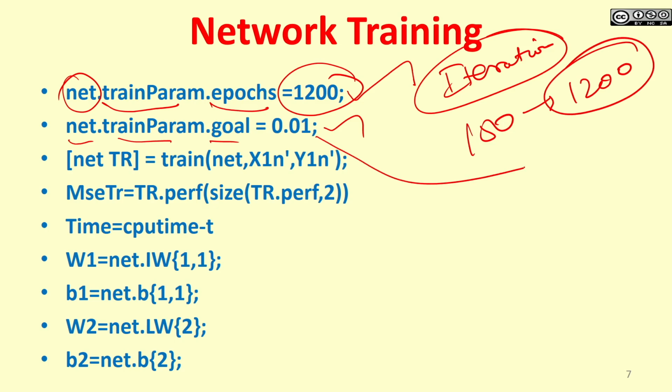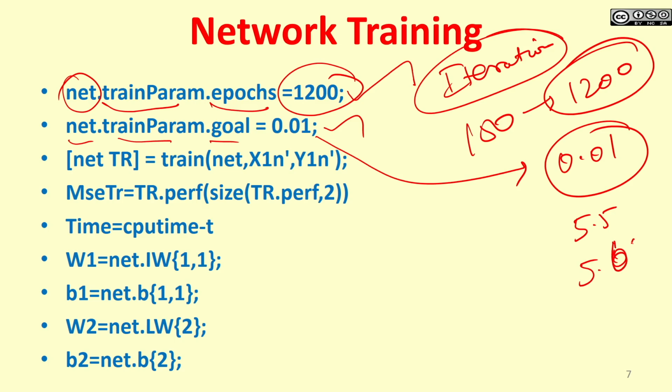Up to what level? 0.01 is the goal. Goal is nothing but the error that we expect. The network is producing the output 5.5, but the actual is 5 point something, maybe 5.65. The difference between these two should be within 0.01. Until then, the training process has to be carried out. So, that is called goal. It is one of the performance metrics.